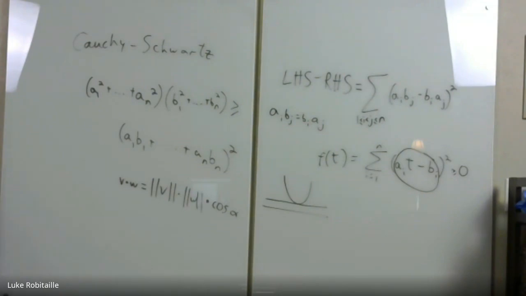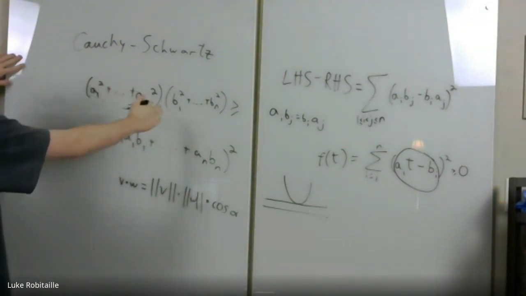And then one other proof that should be mentioned is that, again, assuming the a_i are not all 0 and the b_i are not all 0, this is homogeneous in the a_i.